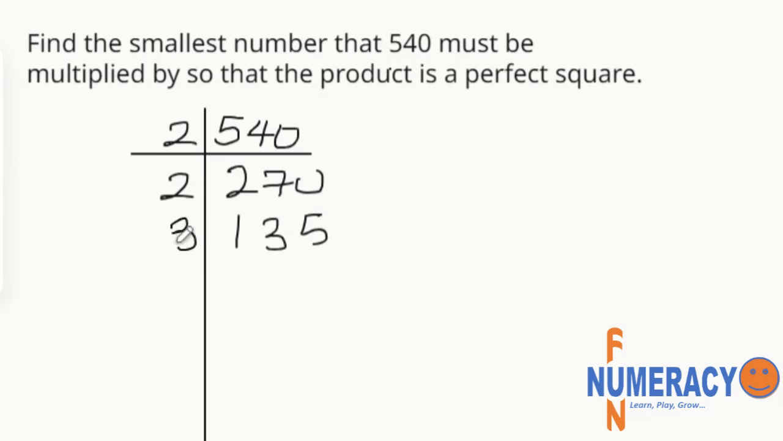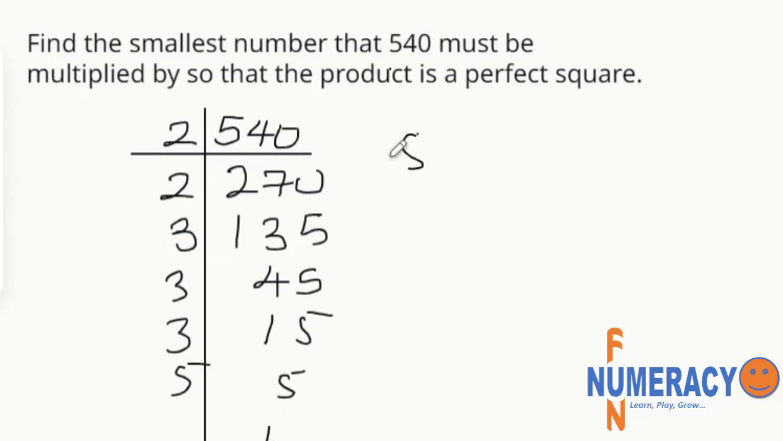Now 2 cannot go again, so 3. 3 into 135 will give us 45. 3 into 45 will give us what? 15. 3 into 15 will give us what? 5. And 5 into 5 is 1. The prime factors of 540 is equal to 2 squared times 3 cubed times 5.